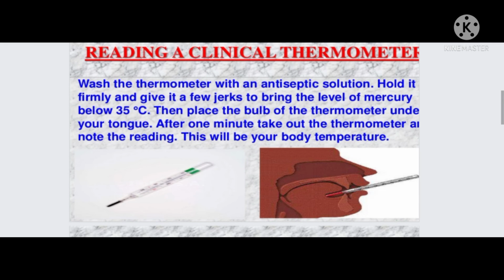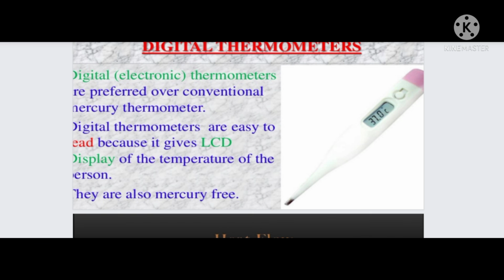Now, how do we read the clinical thermometer? Let us find out. Wash the thermometer with an antiseptic solution. Hold it firmly and give it a few jerks to bring the level of mercury below 35 degrees Celsius. Then place the bulb of the thermometer under your tongue. After 1 minute, take out the thermometer and note the reading. This will be your body temperature.